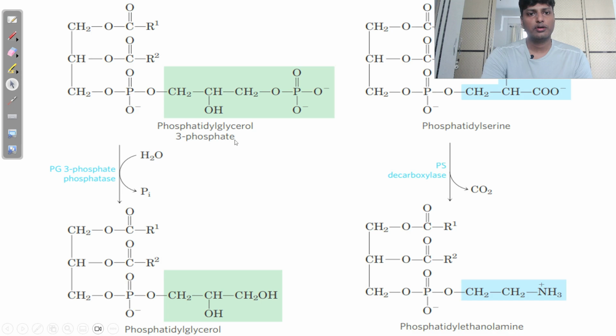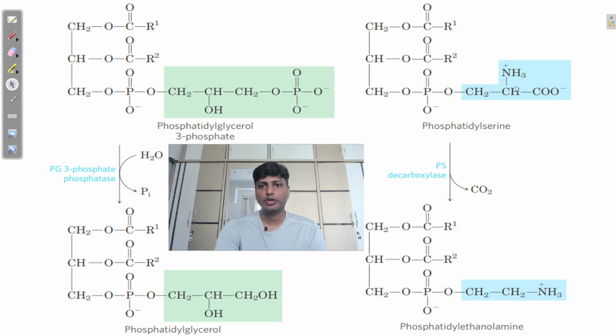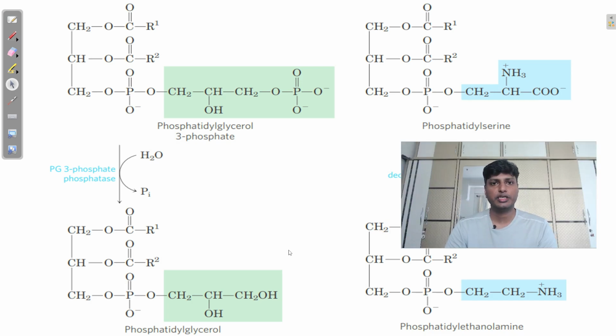Now once phosphatidyl glycerol 3-phosphate is formed, from this side there will be removal of phosphate, and the resulting structure is going to be phosphatidyl glycerol, or if from this particular phosphatidyl serine, if we remove one CO2, carbon dioxide, then the resulting structure is going to be phosphatidyl ethanolamine. So there are different ways by which the cell can form different types of phospholipids, and as we just discussed earlier, all these different types of phospholipids are required for the different types of cell signaling in the cell.